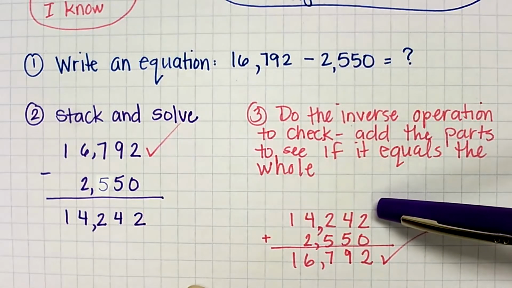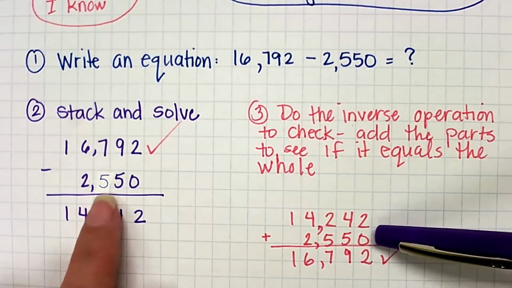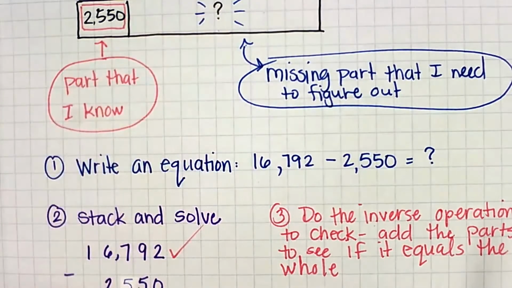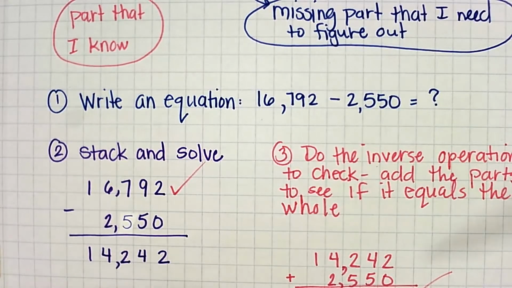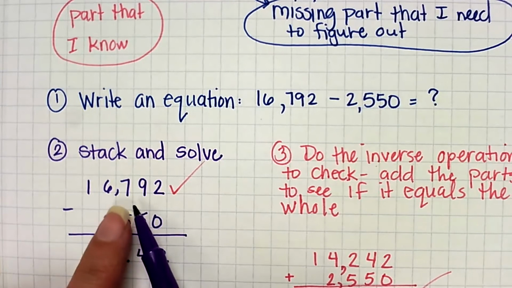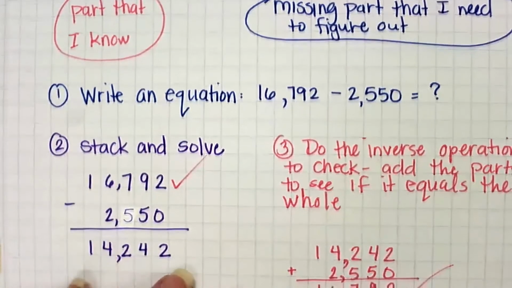So 14,242 was the answer I got here. I'm going to add it to 2,550, which was the part that I know. So remember, over here, our mystery number, right now we think it's 14,242. I'm going to add these together. Now, if when I add them together, I get an answer of 16,792, then I know that my answer is correct.